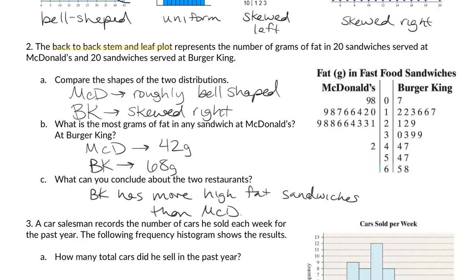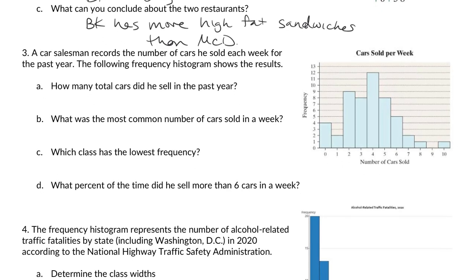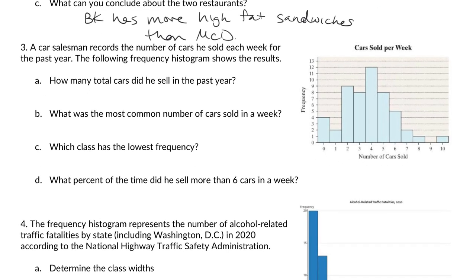Again, just making sure we can read these sorts of graphical displays. We have question 3 that says a car salesman records the number of cars he sold each week. The frequency histogram shows the results of the car salesman. So the first question asks, how many cars did he sell in the past year? The very first question before we know this, because sometimes we just forget, how many weeks are in a year?